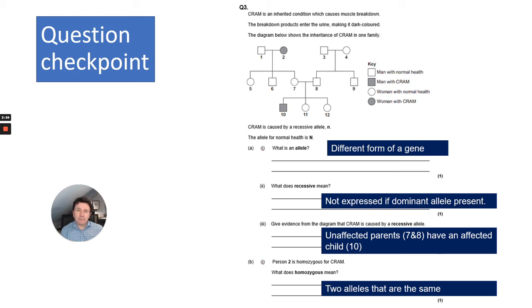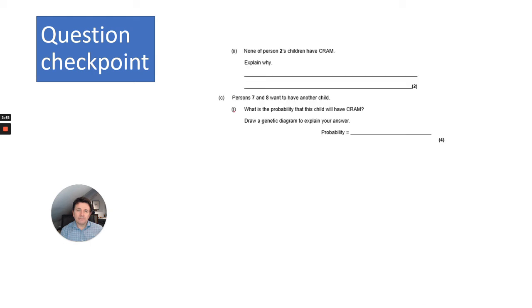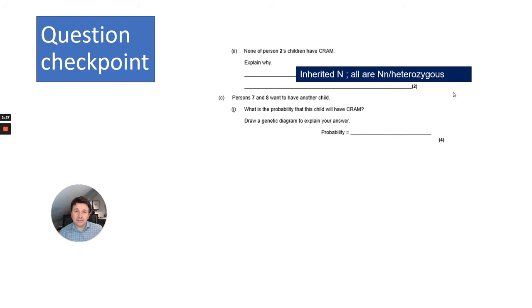So let's look at the second part of the question. Again, I'd like you to have a really good look at this. I'm going to tell you that for C, you will have to draw a Punnett square diagram. It says draw a genetic diagram to explain your answer. So pause in 3, 2, 1. It says none of person 2's children have CRAM. Explain why. Well, it's because they've inherited the dominant N, so all are heterozygous dominant.